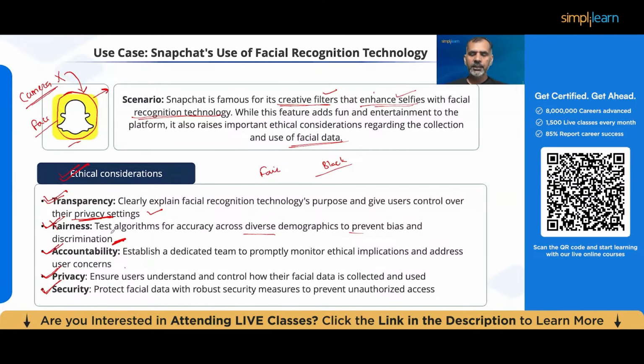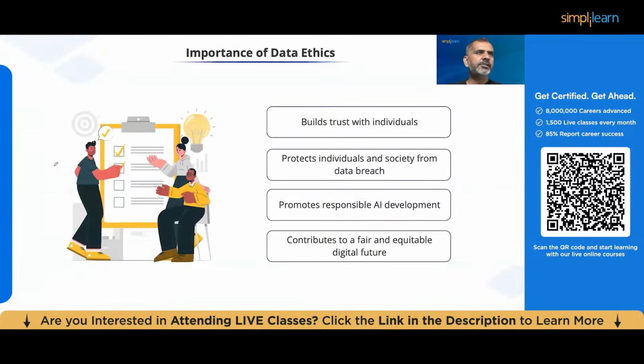Now we understand what the key principles of data ethics are: transparency, fairness, accountability, privacy, and security. By understanding this, let us try to understand why it is important. Why do we talk about these key principles, and why do we talk so much about data ethics, rules, and regulations in data practices? The very first important thing is that it helps you to build trust with individuals.